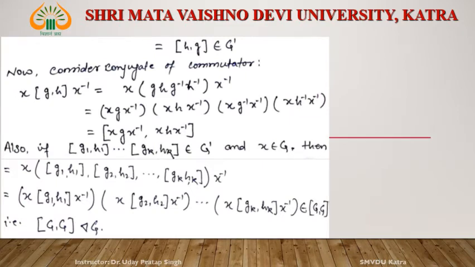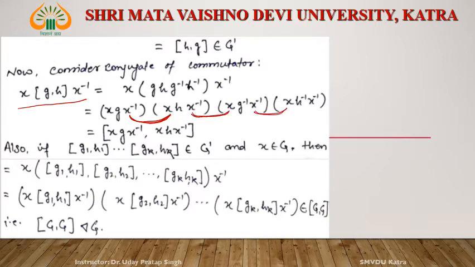Now consider the conjugate element x [g, h] x inverse. What is [g, h]? It is g h g inverse h inverse. Now we can write this as follows: x g x inverse, x h x inverse. Why? Since x inverse and x become the identity.